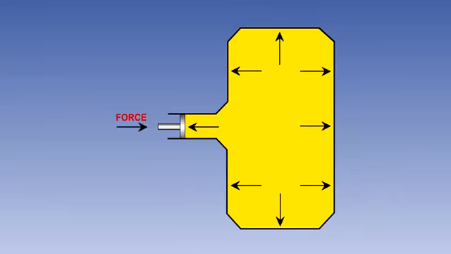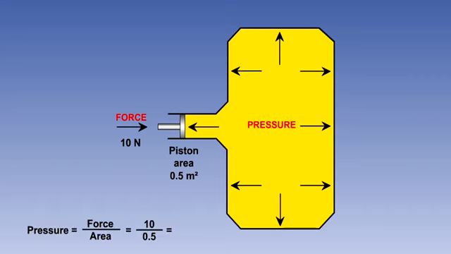Let us now go back to Pascal's law. Pascal stated that if a force is applied to a liquid in a confined space, then the resulting pressure will be felt equally at all points. If in the diagram the force applied is 10 newtons and the area of the piston is 0.5 square metres, then the pressure will be 10 divided by 0.5, which equals 20 newtons per square metre, or of course 20 pascals.